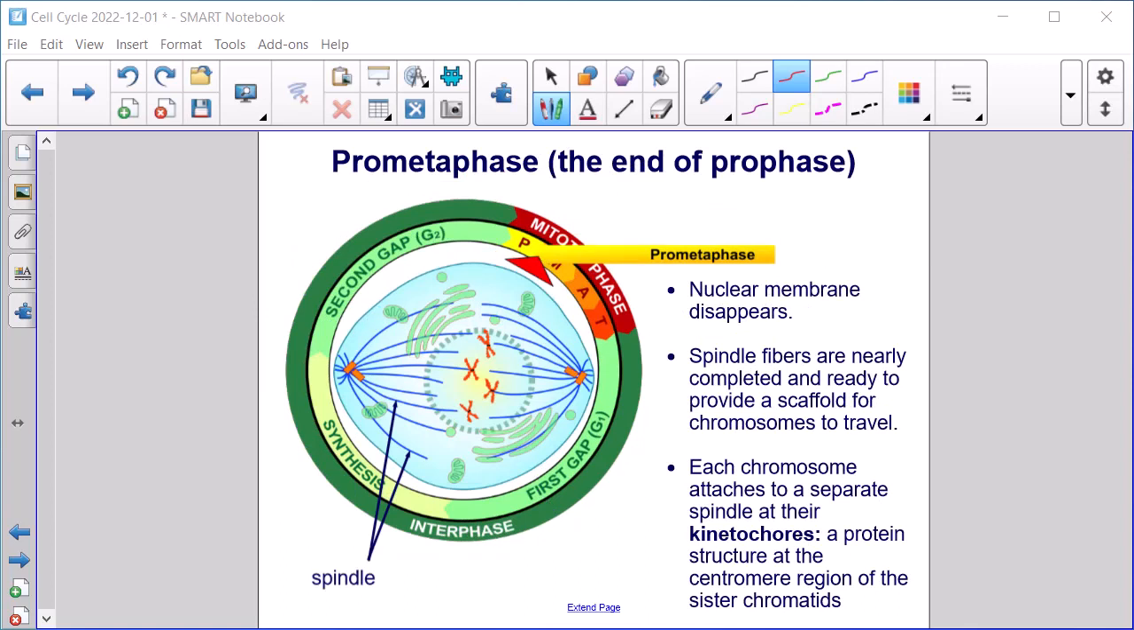Prometaphase, or the end of prophase. At that point, the nuclear membrane disappears, so you can't see it anymore. The spindle fibers are nearly completed and ready to provide a scaffold for chromosomes to travel. So you see those spindles. Each chromosome attaches to a separate spindle at their kinetochores, a protein structure at the centromere region of the sister chromatids. So you see how these chromosomes are starting to connect to the spindles at their kinetochores.